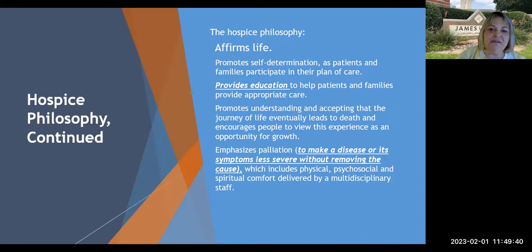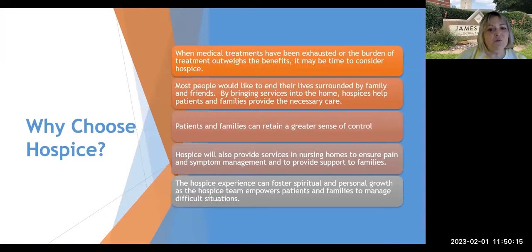The other thing hospice does is it emphasizes ways to make the disease or the symptoms of the disease less severe without removing the cause. Because again, by the time we get to hospice, we can't cure. There's no curing. We're about caring and making a person comfortable while they still live. So they provide physical, psychosocial, and spiritual comfort, and it's delivered by a multidisciplinary staff. We're going to look at what staff looks like on hospice as well.